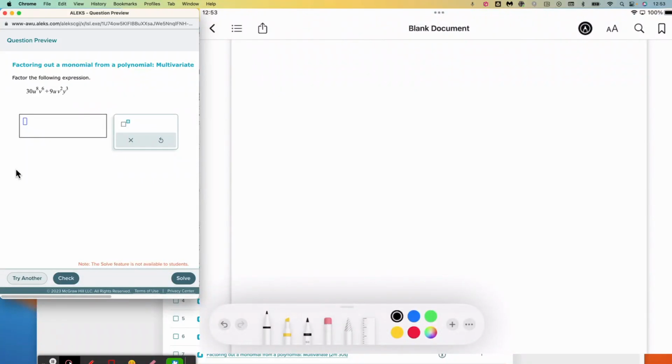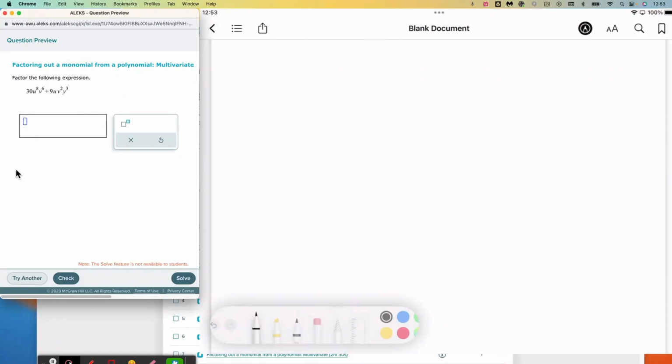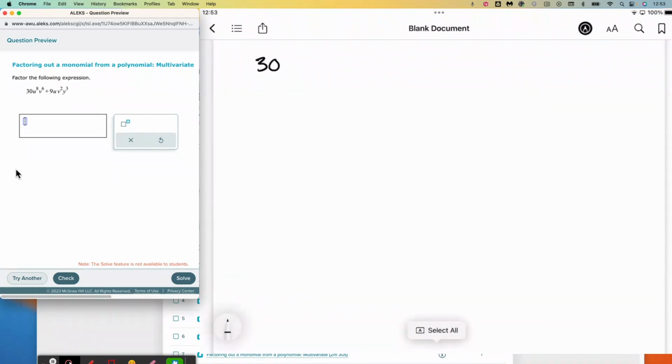And so these are going to be the same as what was in the last video, just with a little bit more going on. So the process will be identical though. So we have 30u to the 8th v to the 6th plus 9u v to the power of 2 y to the power of 3.